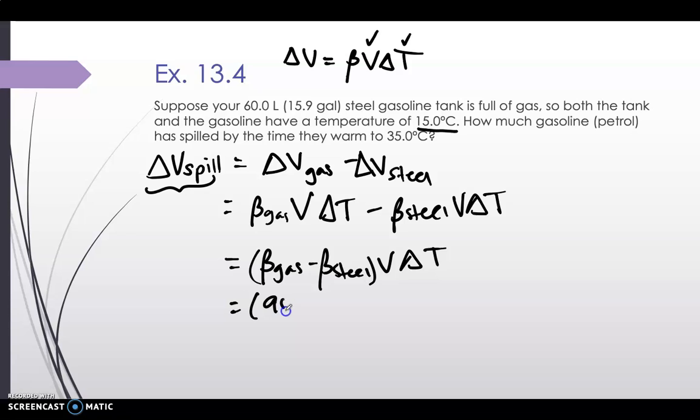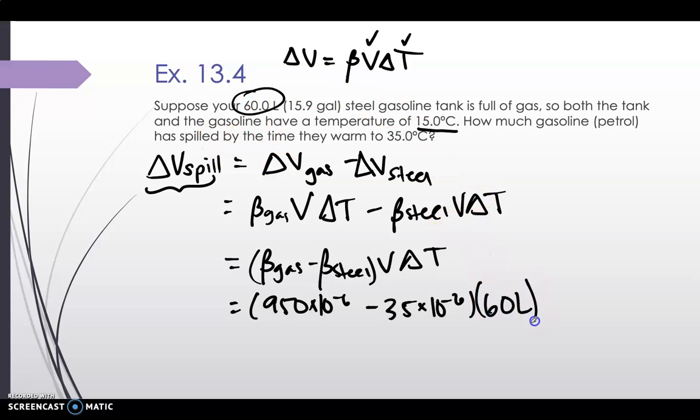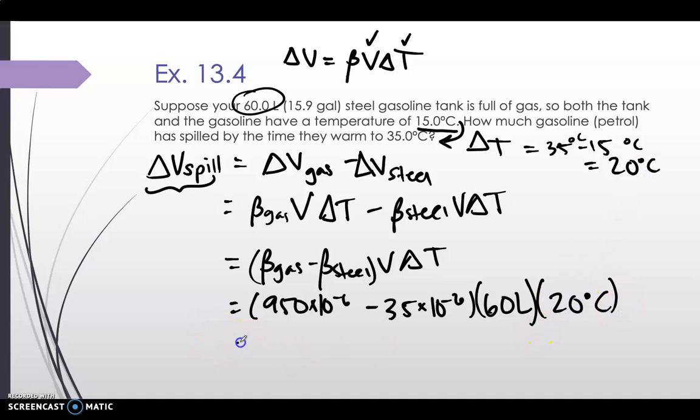We have 950 times 10 to the negative 6 minus 35 times 10 to the negative 6, times our volume, which is 60 liters, and our change in temperature. So it went from 15 degrees to 35 degrees. So our change in temperature is 35 minus 15, and that equals 20. Our change in temperature is 20 degrees Celsius.